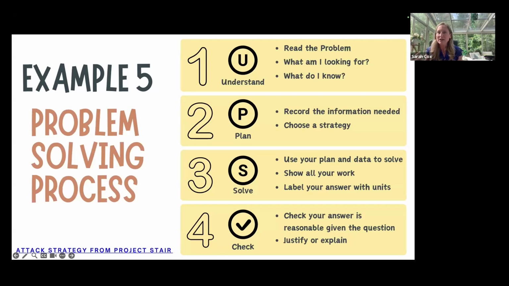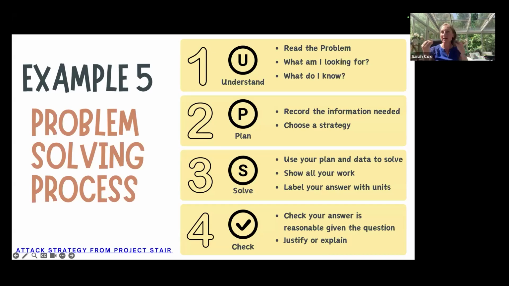So checking that their answer is reasonable given the question. This is coming back to, I'm going to reread the problem and what I was looking for, and then making sure whatever my answer is not only answers that specific question, but also mathematically makes sense. And then they can start to engage in this justification or explanation of what that thing is.